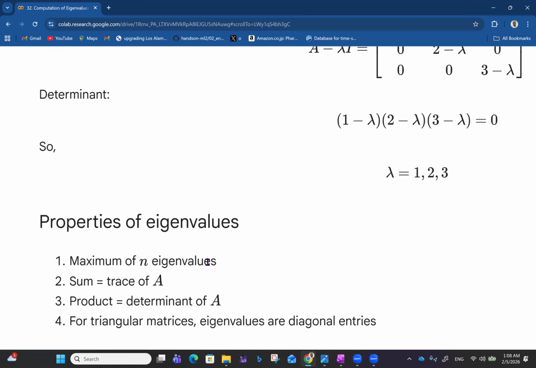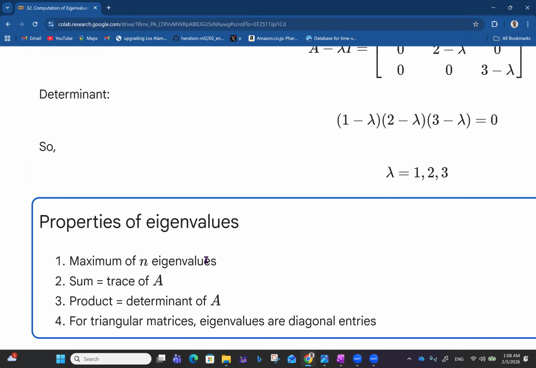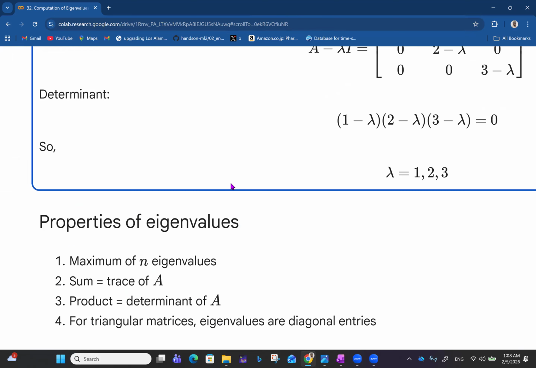So, first of all, there are a maximum of n eigenvalues. If you have a 3 by 3 matrix, the maximum number of eigenvalues will be 3. If you have a 10 by 10 matrix, the maximum number of eigenvalues will be 10, right? So the order or the dimension of the matrix will give you the corresponding number of eigenvalues.